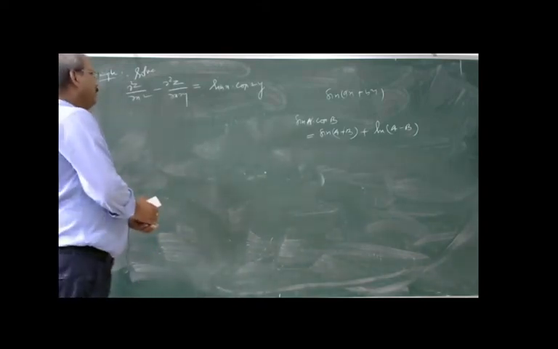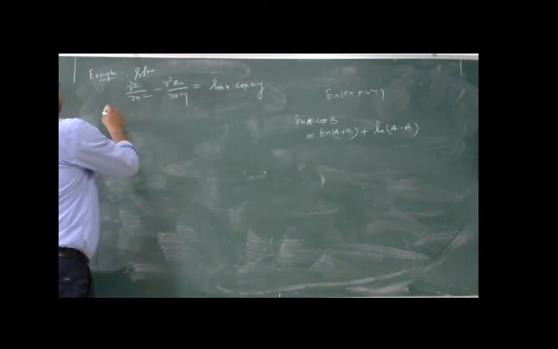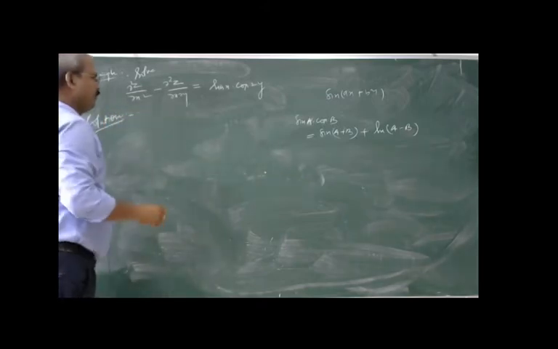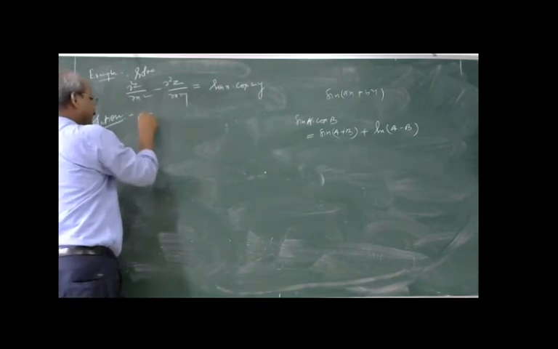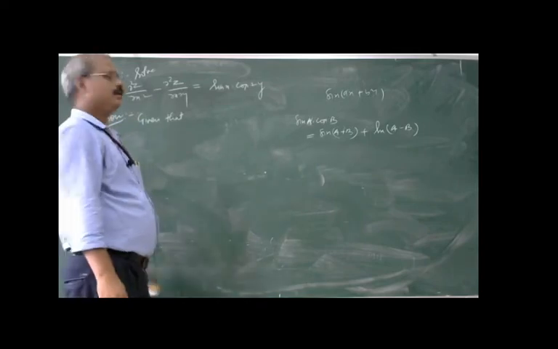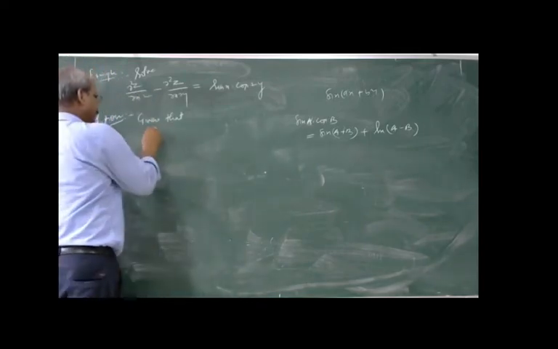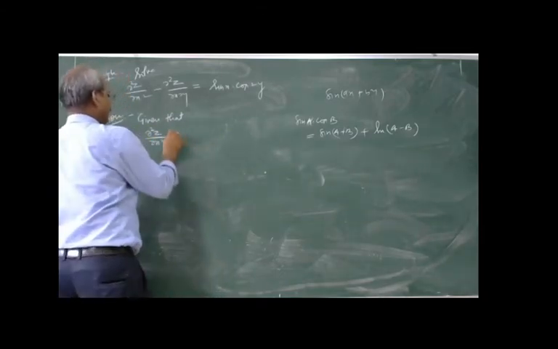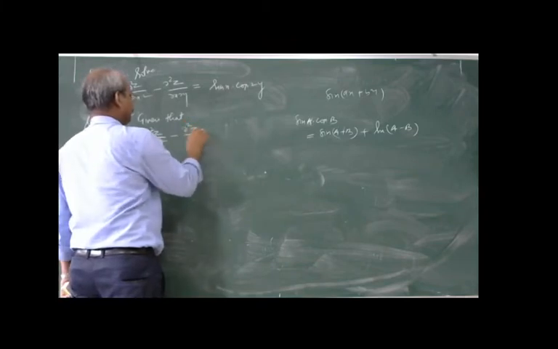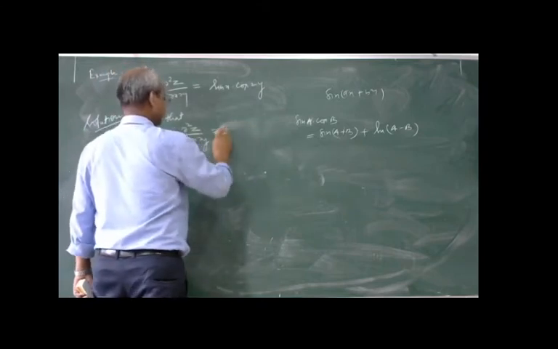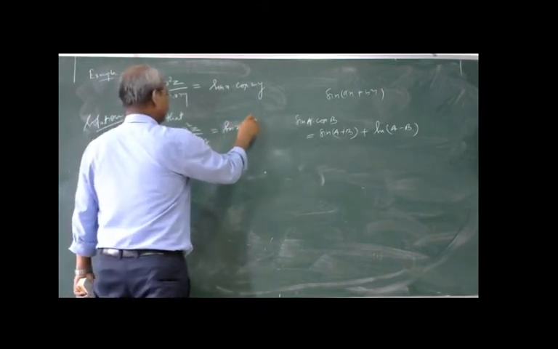By the way, I am going to tell you the solution of this. Given that ∂²z/∂x² minus ∂²z/∂x∂y is equal to sin x into cos 2y.